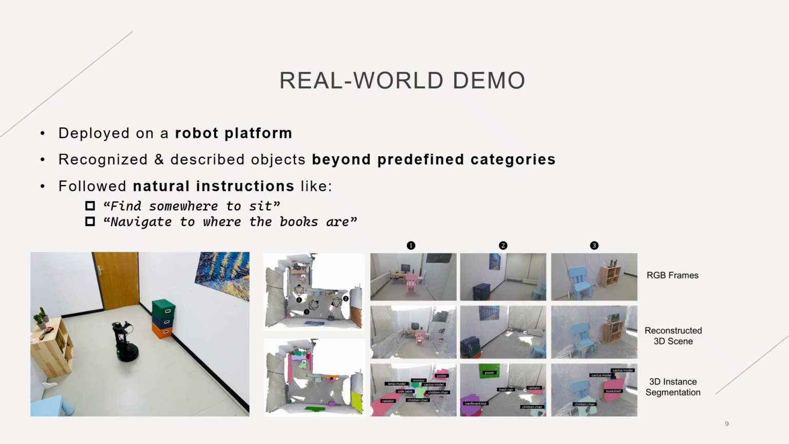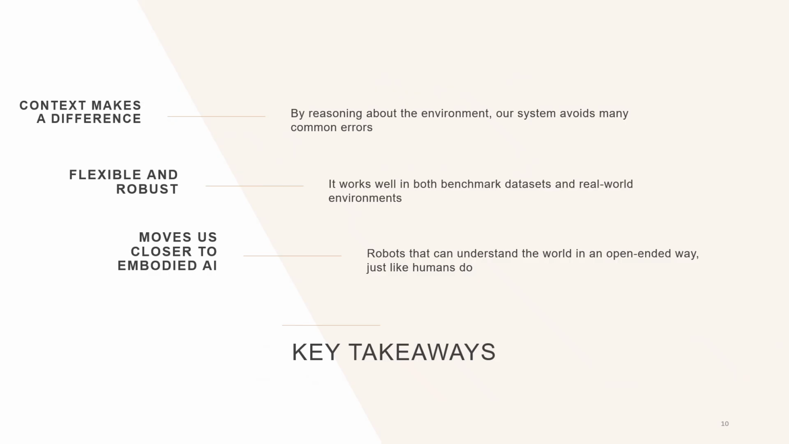So what are the main lessons from our work? Number one, context makes a difference. By reasoning about the environment, our system avoids many common errors. Number two, it is flexible and robust. It works well in both benchmark datasets and real-world environments. And number three, it moves us closer to embodied AI, robots that can understand the world in an open-ended way, just like humans do.